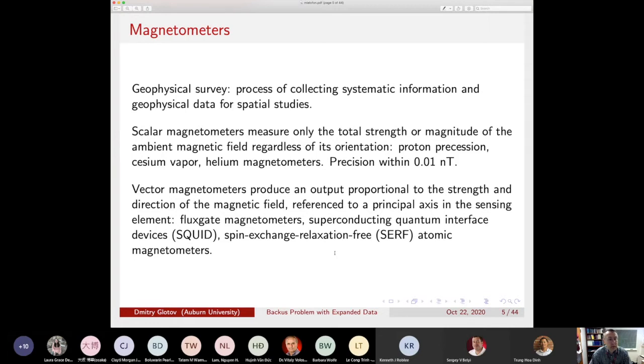These devices are going to be called magnetometers. We will distinguish scalar magnetometers, which measure the magnitude or the total strength of the magnetic field, and they basically cannot detect the orientation. Examples of these devices are proton precession magnetometers, cesium vapor, helium magnetometers, and those devices are very accurate. The precision is within 0.01 nanotesla. And they are sort of more manageable, like in the field, for example.